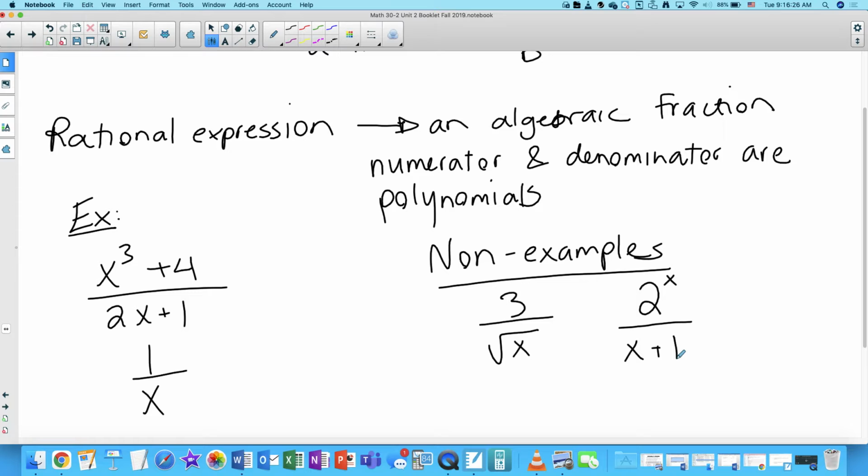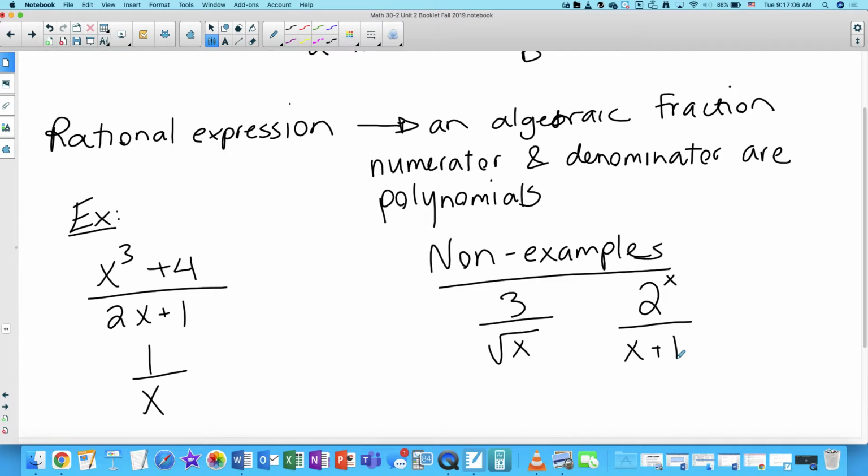Yes? Because you can't have exponents. Right, so you can't have a variable in the exponent position. In a polynomial function, the variable is always in the base. This is actually an exponential expression. So those are some non-examples, but we're really mainly going to be talking about these ones over here. We're also, towards the end, going to talk about rational equations, and that's basically an equation, so now we have an equal sign, that includes at least one rational expression.